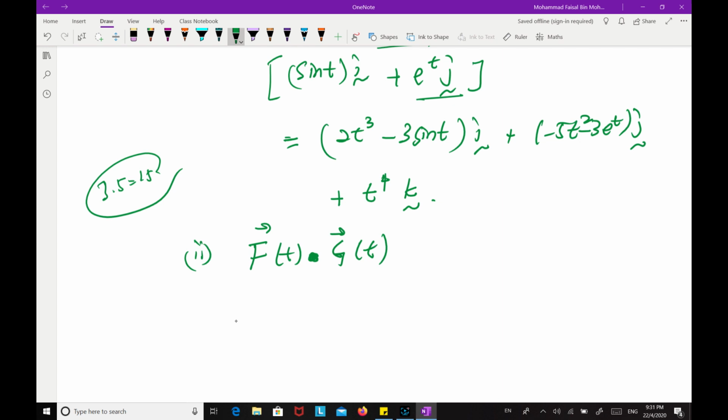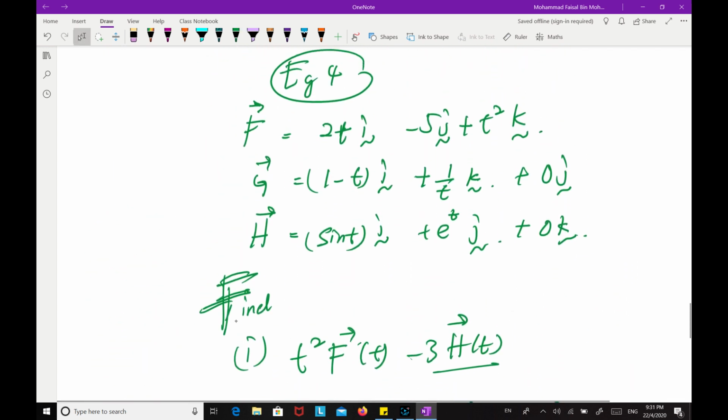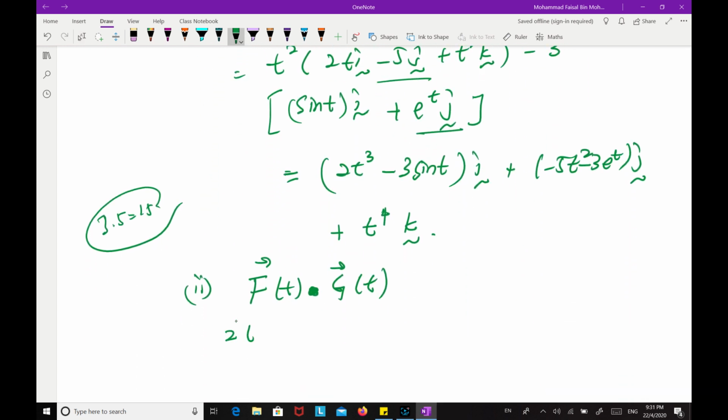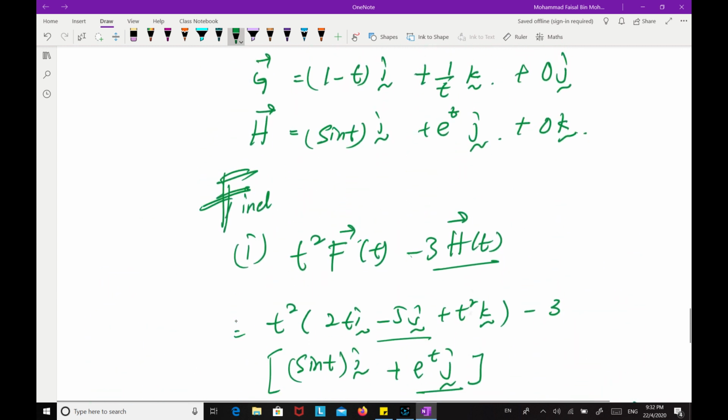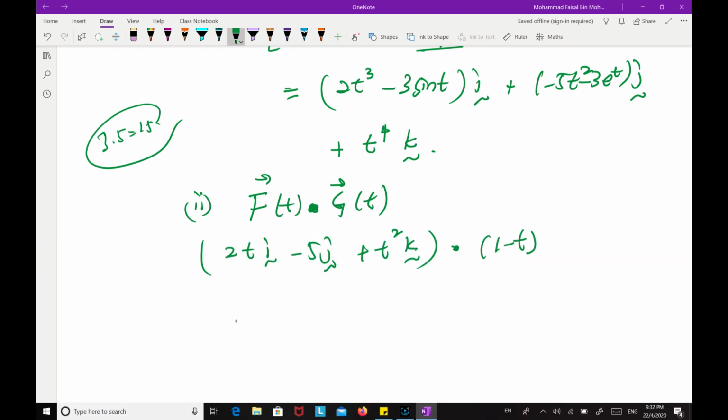So write first what is f(t), so you can find it from your notes also. So f is 2t i minus 5j plus t squared k, dot with g. g is 1 minus t i plus 1 over t k.